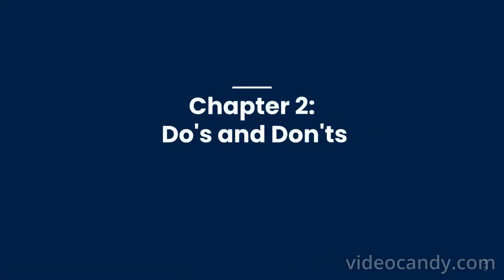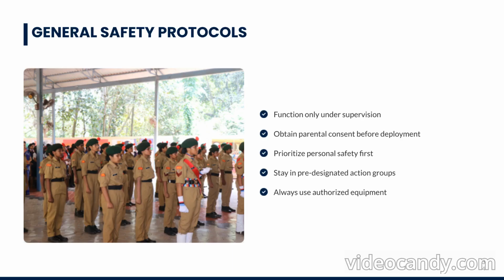We now begin Chapter 2, Do's and Don'ts. This section outlines essential operational guidelines for personal and community safety during various disaster scenarios. General safety protocols emphasize functioning only under supervision, obtaining parental consent before deployment, and prioritizing personal safety above all. Always stay within pre-designated action groups and use only authorized equipment.